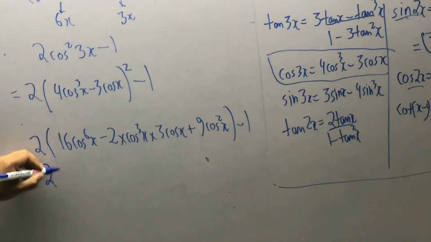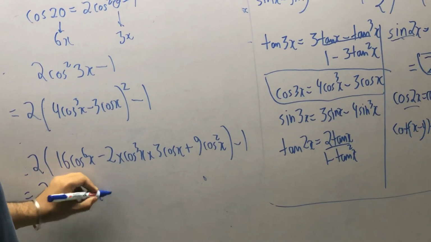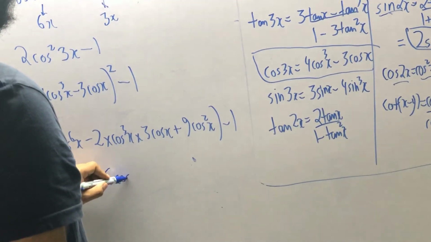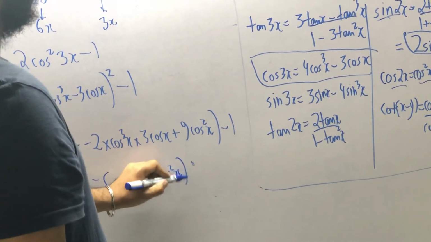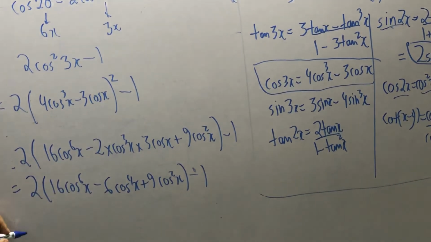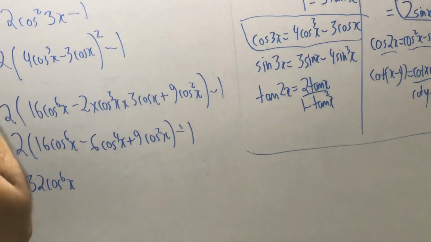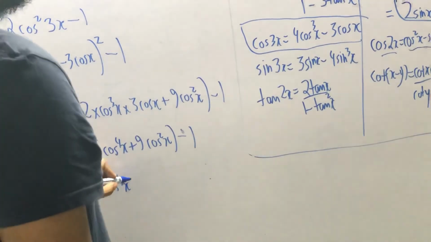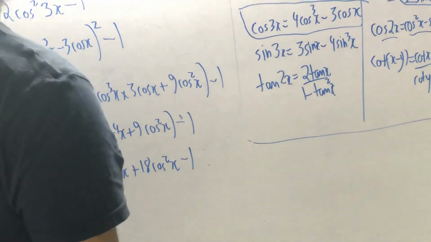This is 16. This is 3 into 2 into 6 minus 6 cos raised to the power 4x plus 9 cos square x minus 1. Just multiply this 2 into the bracket. So this is 32 cos raised to the power 6x minus 12 cos raised to the power 4x plus 18 cos square x minus 1.